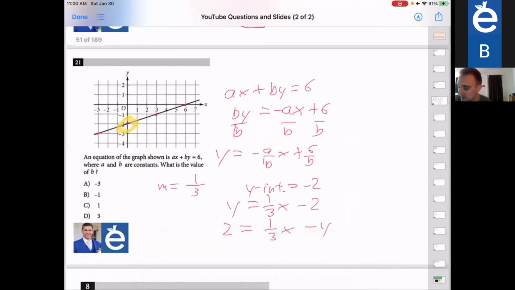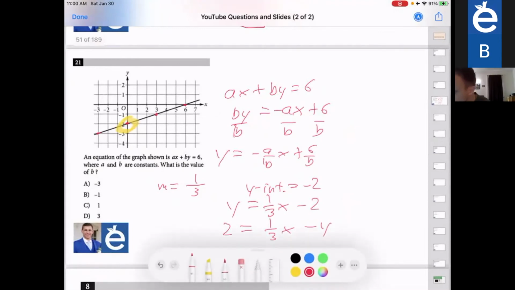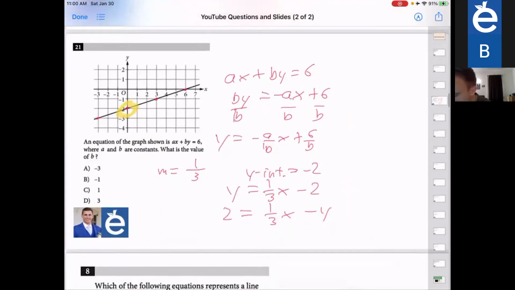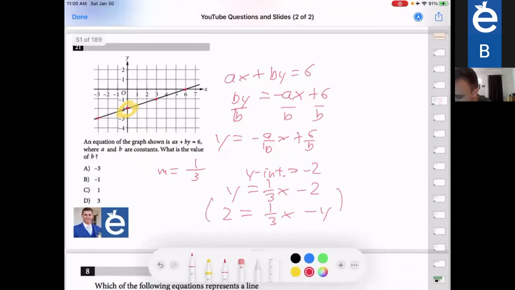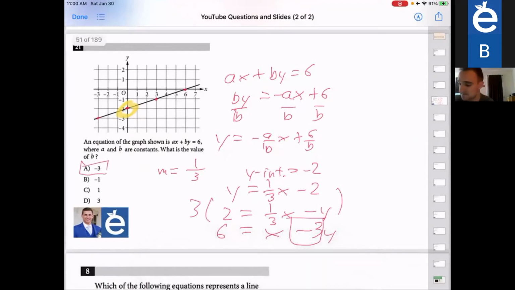I don't want any fractions. I just want constants. If I scale this up, so everything by 3, to get to that 6 value, 6 is equal to 1/3 x just becomes x minus 3y. The coefficient on my y term is -3. That is answer A. All right, let's move on to another section.